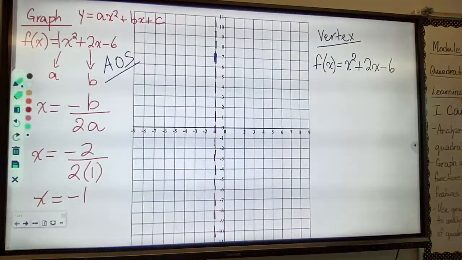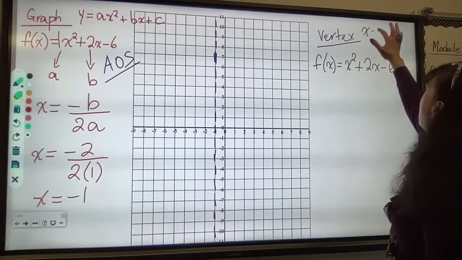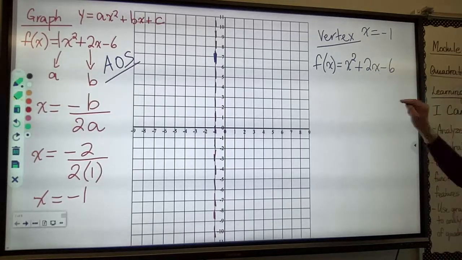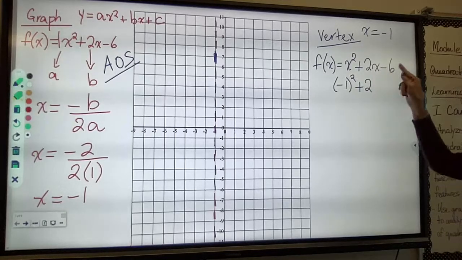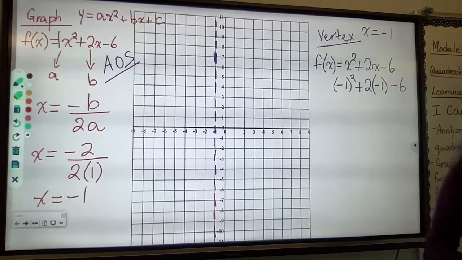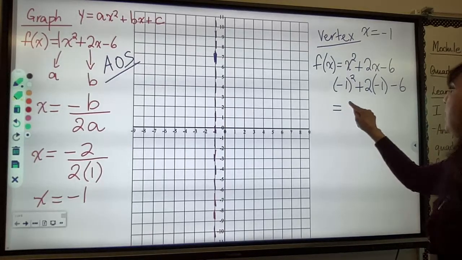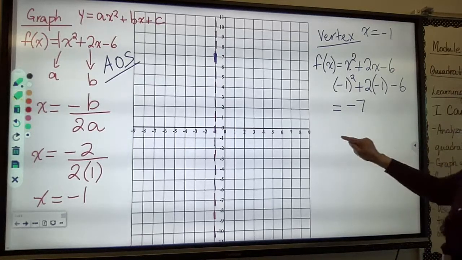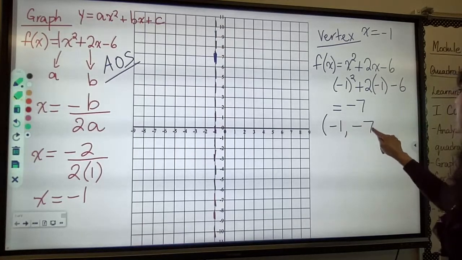All right, so therefore, let me go ahead, and my x squared is what? I just calculated the axis of symmetry, x is -1. So I'm substituting this into my equation, and this becomes (-1) squared plus 2 times -1 minus 6. Okay, and then when I solve this and I simplify this, I get -7. So therefore, my vertex lies at x = -1, y = -7.